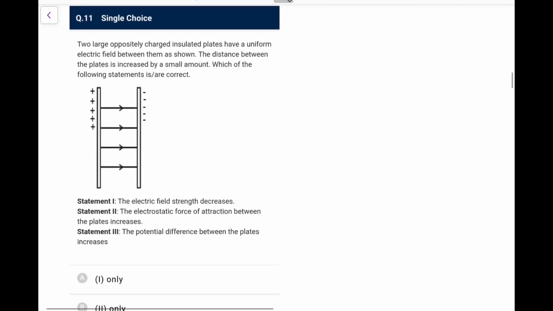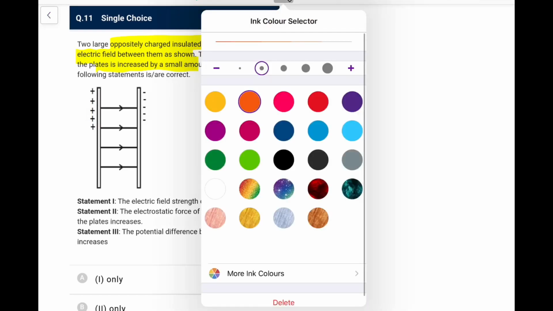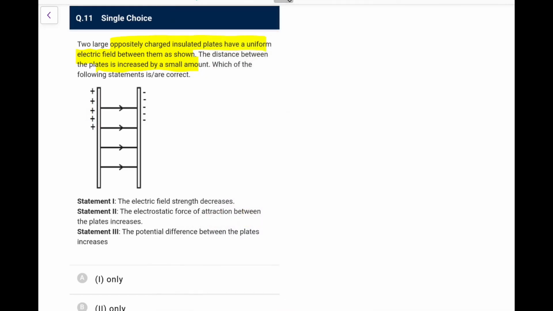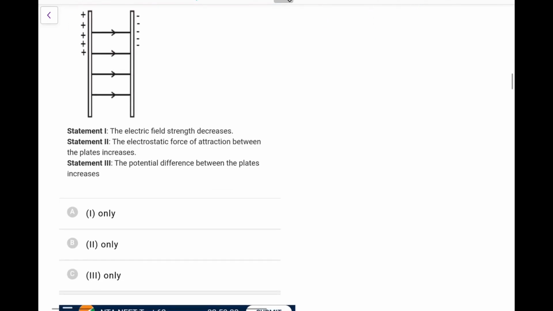Next, two large oppositely charged insulated plates have a uniform magnetic field between them. The distance between, okay, uniform electric field, sorry, not magnetic field. The distance between the plates is increased by a small amount. Okay, so they are already charged and now you increase the separation. So you know this field in between depends only on the Q, not on D. So the field will still remain the same. So electric field strength decreases.